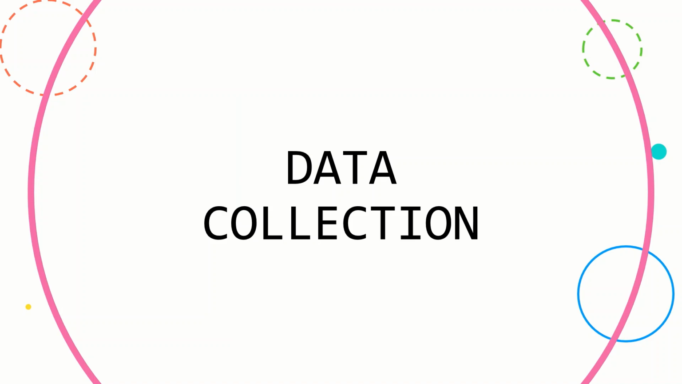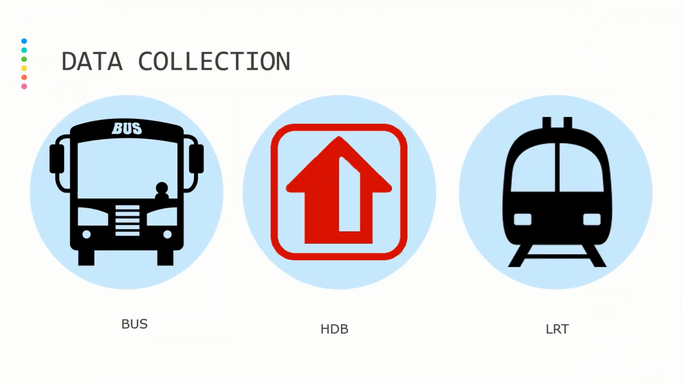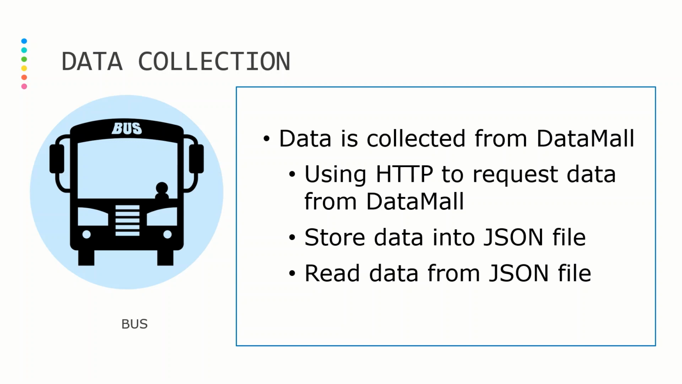Now we'll move on to data collection. For data collection, there will be 3 types, which are bus, HDB, and LRT. For the collection of bus data, it is extracted from DataMall. And we use HTTP to request the data. We'll store the data in a JSON file, and after that, the data will be read from the JSON file.